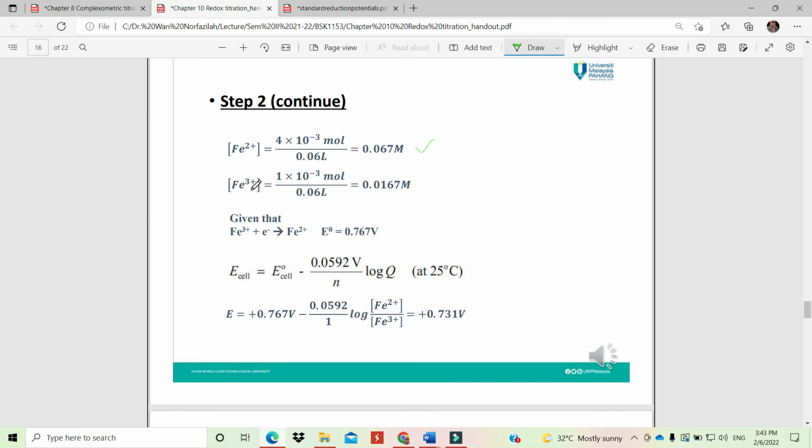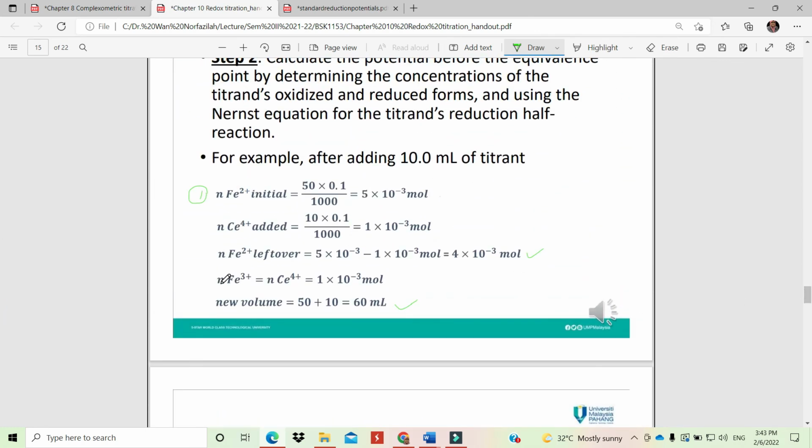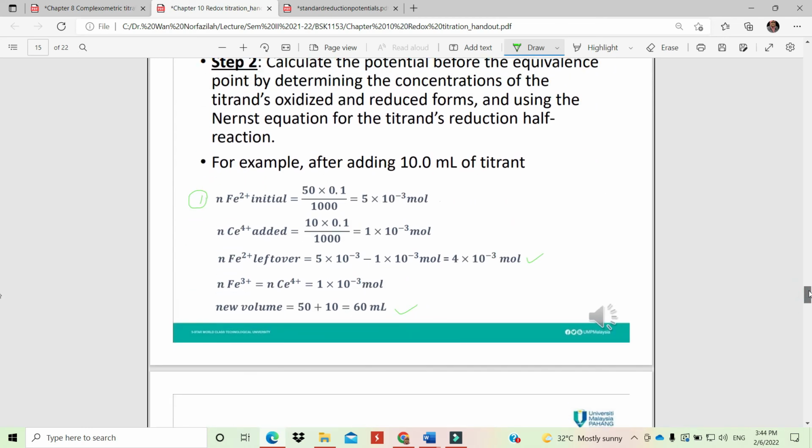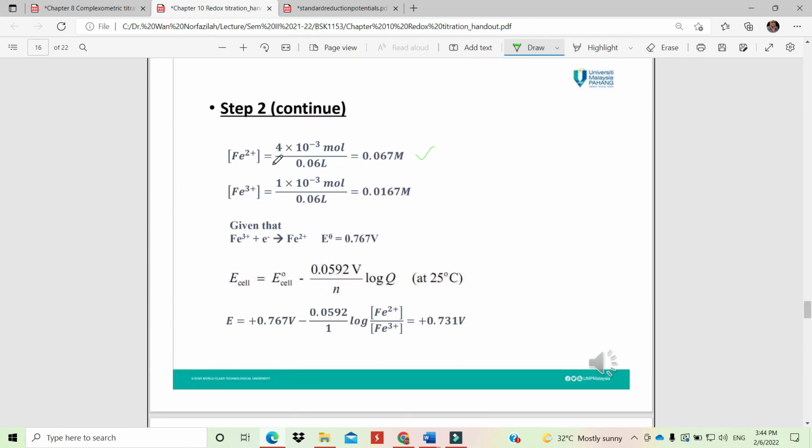We can also calculate the Fe3 plus. From the equation, since we use 1 times 10 to the power of negative 3 mole of cerium 4 plus, we are producing the same number of moles of iron 3 plus. Look at the equation here: when you use 1 mole of cerium 4 plus, you are producing 1 mole of iron 3 plus. If you use 2 moles of cerium 4 plus, you are producing 2 moles of iron 3 plus. Calculate the concentration for iron 2 plus and also the product iron 3 plus.